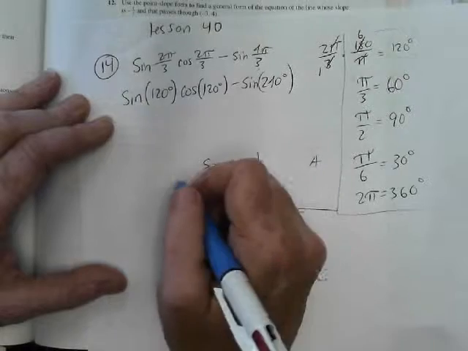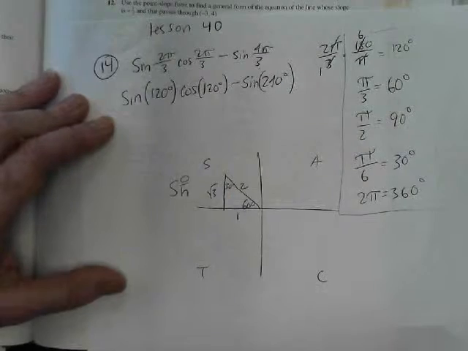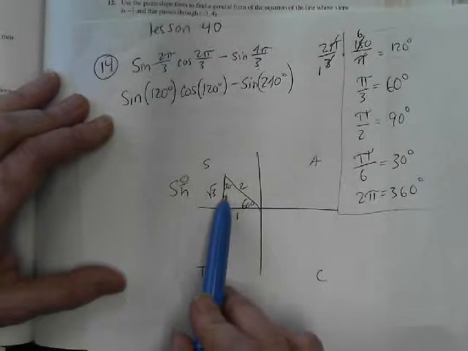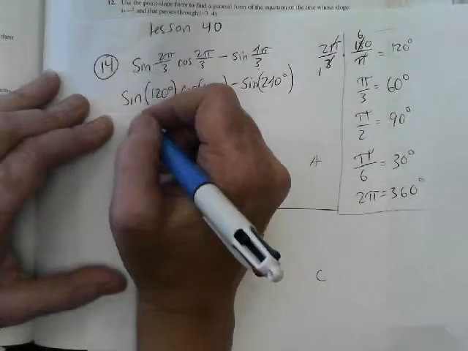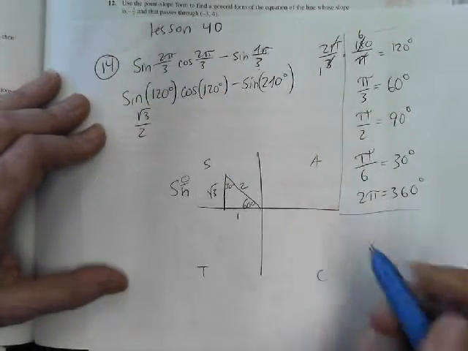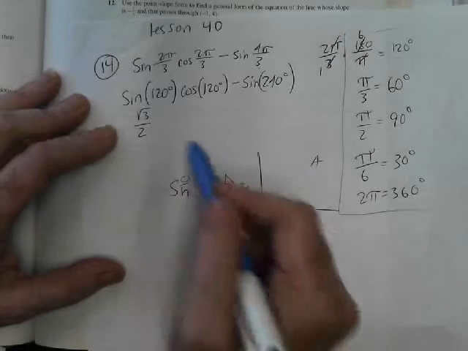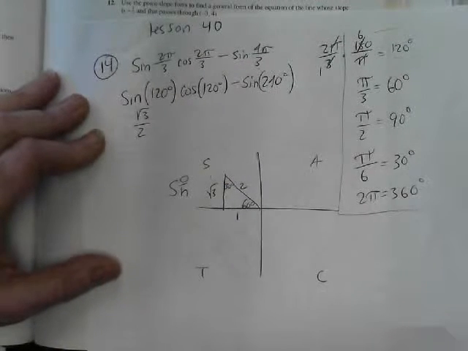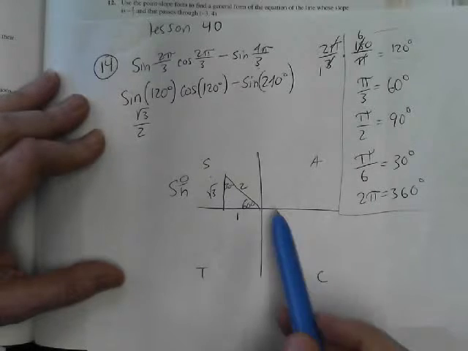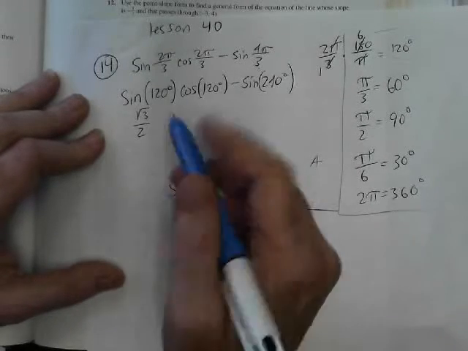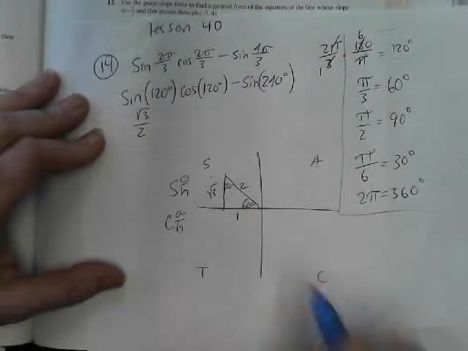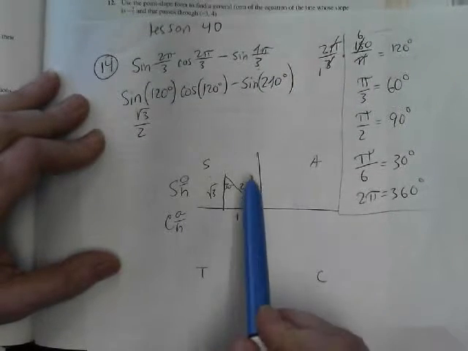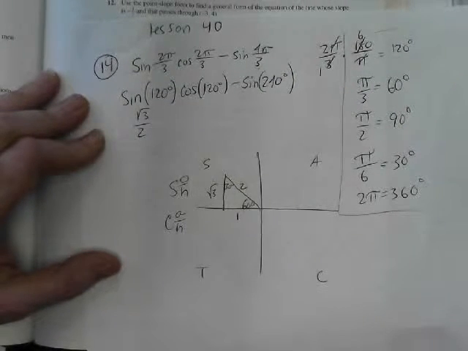Sine is the SO of SOHCAHTOA, so it's opposite over hypotenuse. I think it's root 3 over 2. And is it positive or negative? It's positive because it's in the S quadrant, in the sine quadrant. Cosine 120. Cosine is the CA of SOHCAHTOA, adjacent over hypotenuse. I suppose that's negative a half.